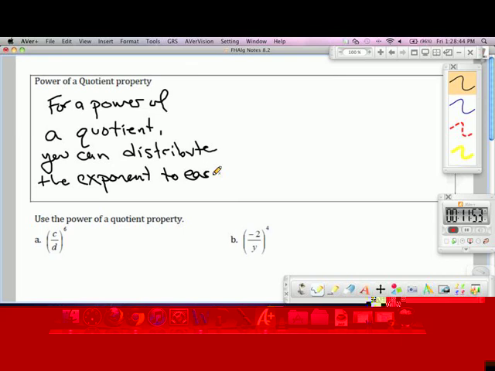Negative 2 over y to the 4th should be the same as negative 2 to the 4th over y to the 4th. That would be our answer in exponent form. I claim that negative 2 to the 4th is actually a reasonable number that you could rewrite. Negative 2 times negative 2 is positive 4. Positive 4 times negative 2 is negative 8.